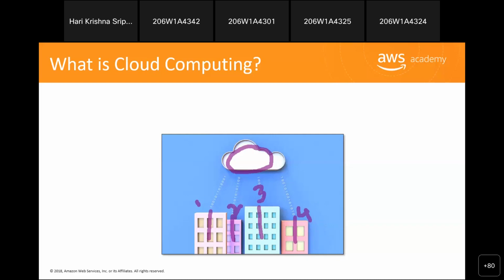So for example, I want to send, sorry, where is this cursor suddenly disappearing?